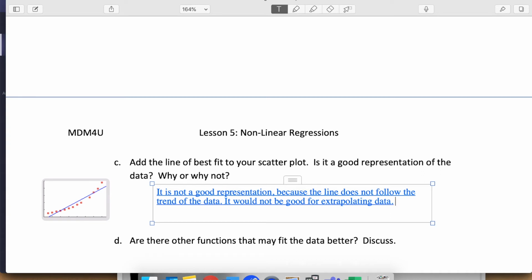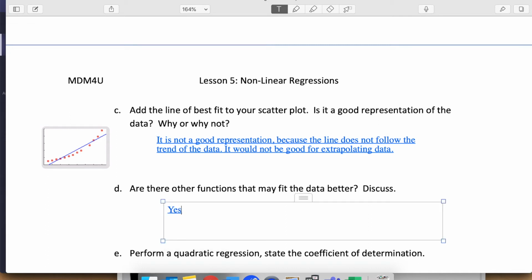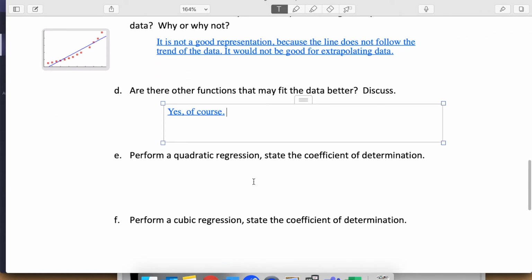So even though we got a pretty strong positive correlation, it doesn't necessarily mean it's a good fit. If we were in class, we would discuss this, but are there other functions that may be a better fit? Yes, of course there are. So that's what we'll put in here. What we're going to do is perform a bunch of different regression analyses using your calculator. And as I said, it's got this built into it.